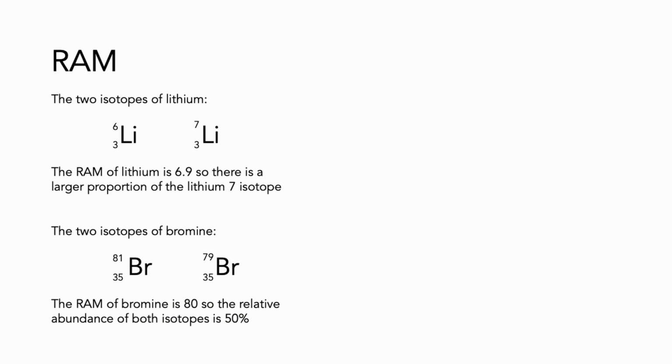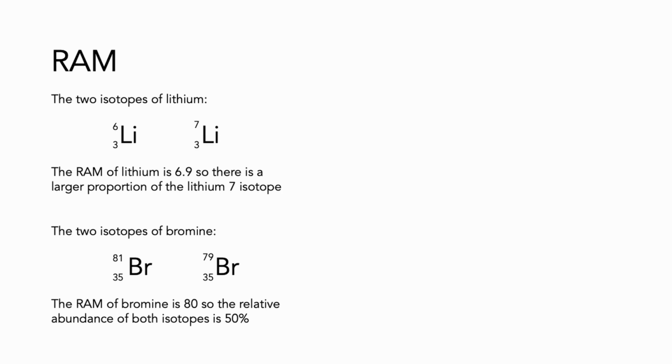RAM stands for relative atomic mass. It is an important value because different atoms of the same element can have different masses, and we know that these are called isotopes. Therefore, an average mass must be taken of isotopes, and the proportion of each isotope present is taken into account with RAM. Proportion just means how much of each isotope there is.